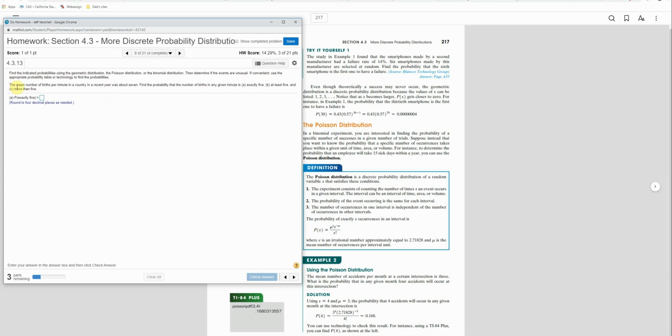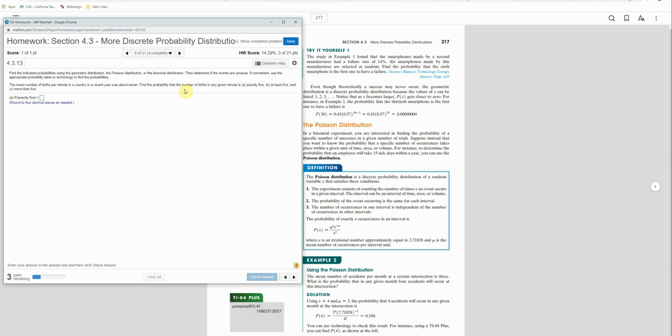Here's our problem. The mean number of births per minute in a country in a recent year was about 7. Find the probability that the number of births in any given minute is exactly 5, at least 5, and more than 5. So it's a little tricky, but we'll get to it. I'll explain when we get there.